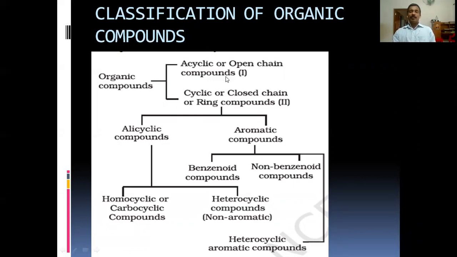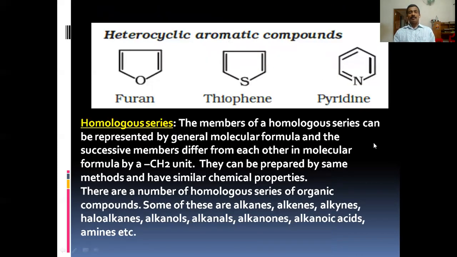And acyclic or open chain compounds, its classification we have studied. Open chain compounds are classified into saturated and unsaturated. Saturated, only one type, alkanes. Unsaturated, there are two types, alkenes and alkynes. That is the classification of organic compounds.